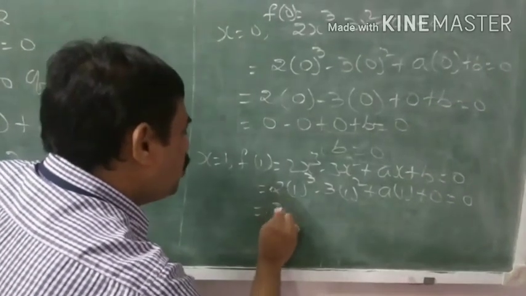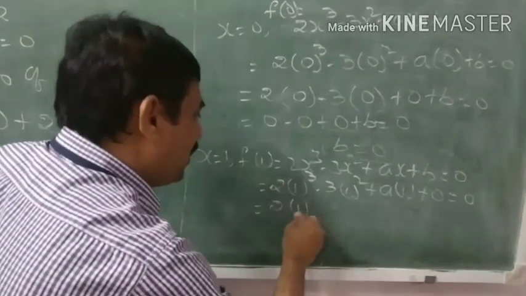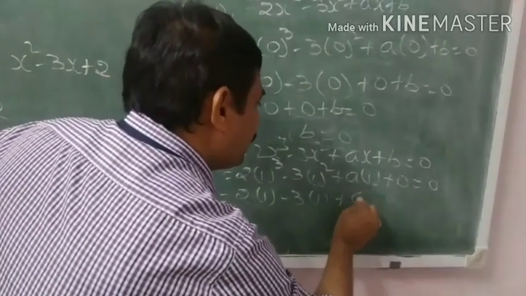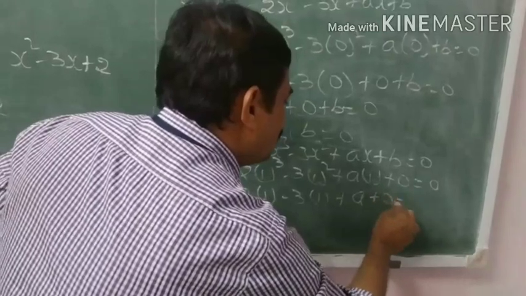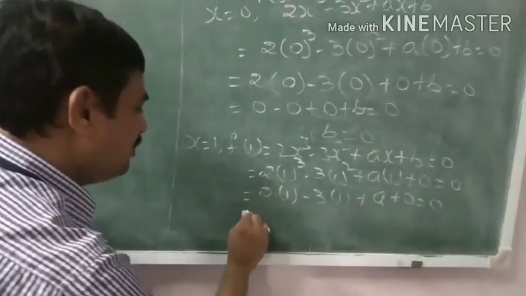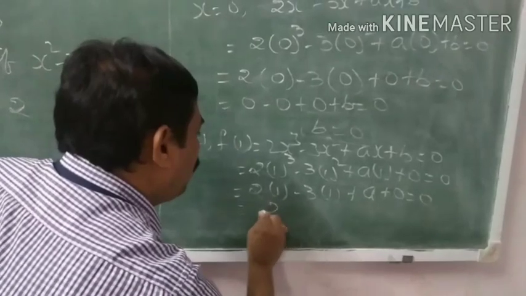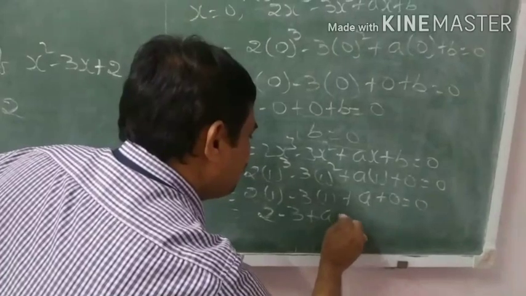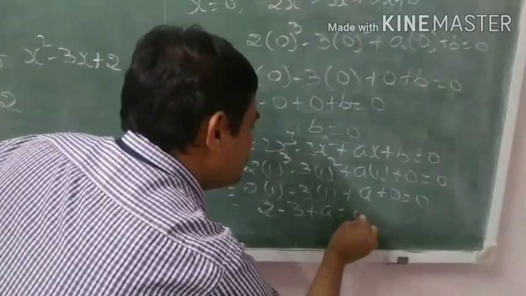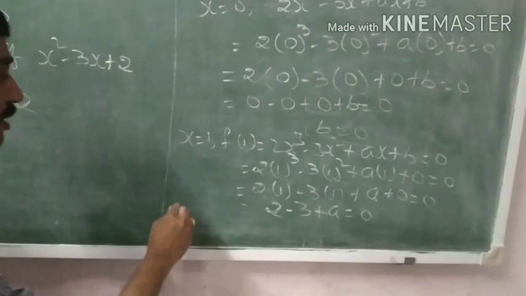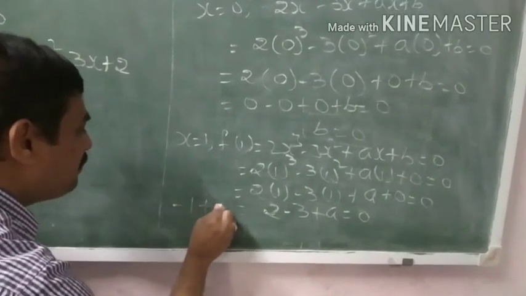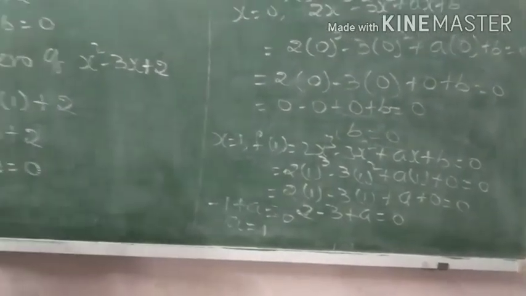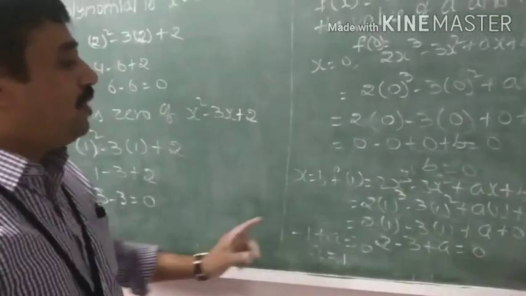Now 2 into 1 cube is nothing but 2, 3 into 1 square is nothing but 3, plus a into 1 is a, plus 0 is equal to 0. 2 minus 3 plus a plus 0 is nothing but a. Now 2 minus 3 is minus 1, so minus 1 plus a is equal to 0. This minus 1 on the other side becomes plus 1. Therefore the values of a and b are 1 and 0.